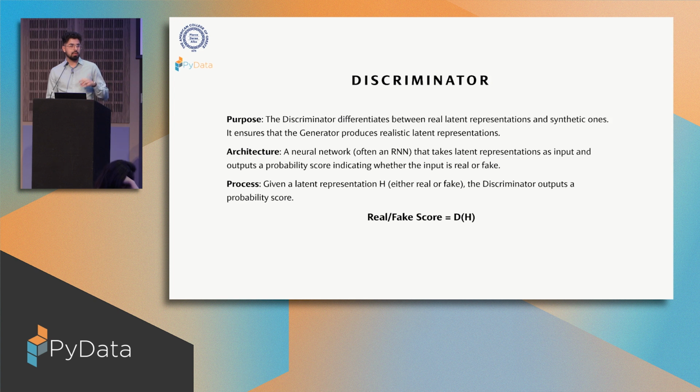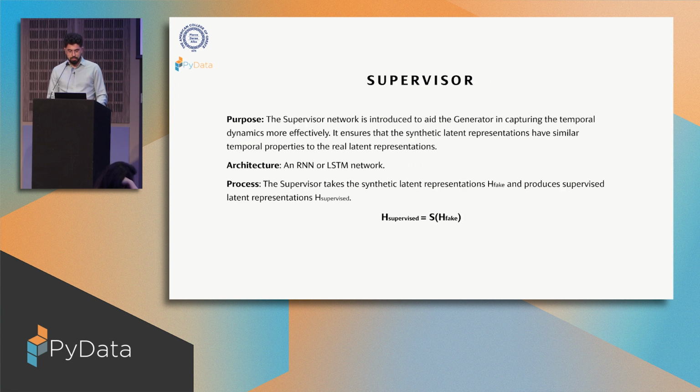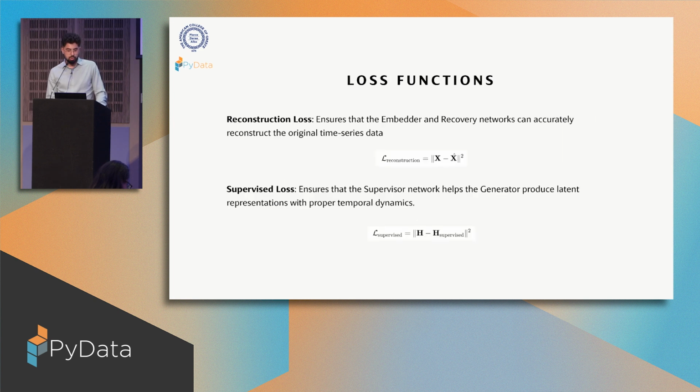If the probability is higher, it's a real one; otherwise, it's a fake one. Now the supervisor, as already mentioned, is a network which helps to better capture the temporal dynamics and to better mimic the distribution. It ensures that the synthetic latent representations have similar temporal properties to the real latent representations. Again, using the RNN, it takes the synthetic latent representation, H fake, that the generator has produced, and it produces supervised latent representations, H supervised.